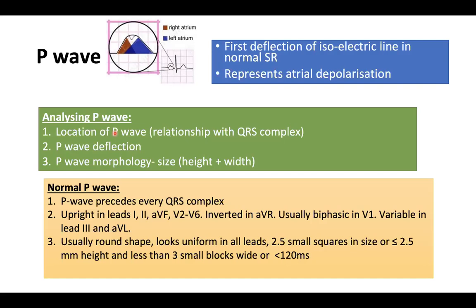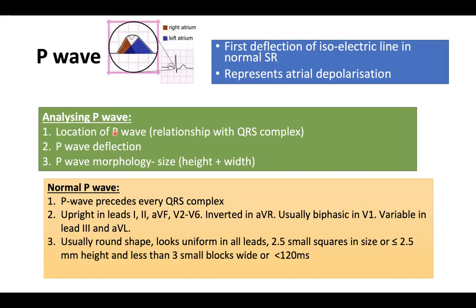And then finally, the morphology is just looking at the height and width of the P wave. Is it a very peaked P wave, as in some chronic lung conditions where you can get P pulmonale, or is it a buffered P wave with P mitrale? Don't worry about those, I'm just mentioning them.